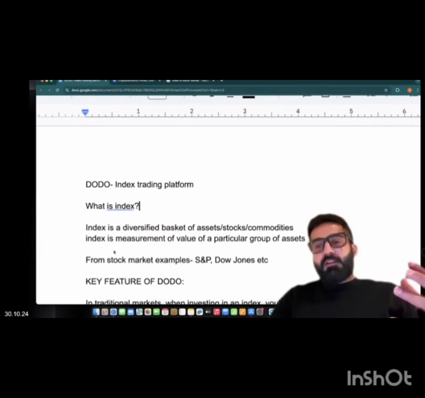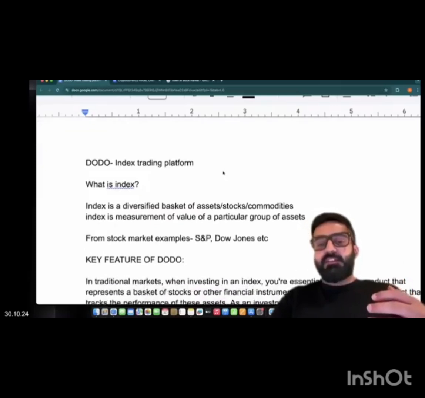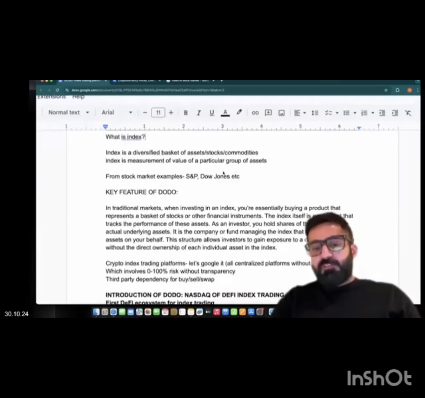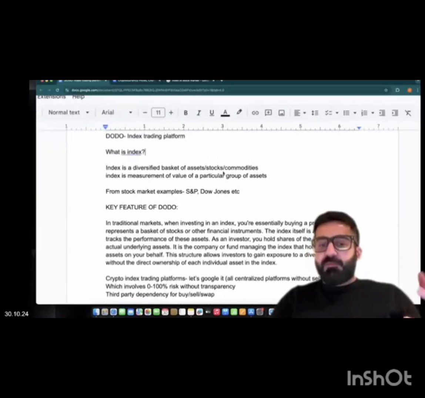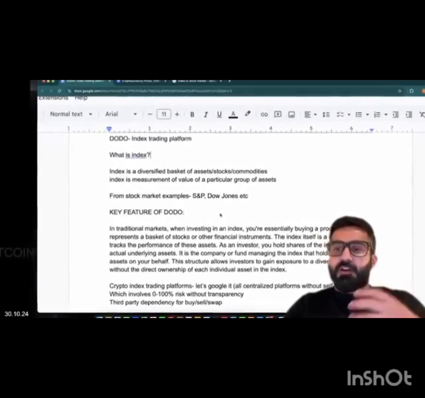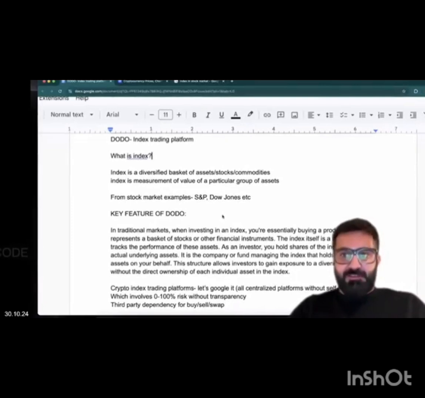Okay, so now that we understand what an index is, let's understand what an index is in crypto. We will talk about Dodo with its features. Today we will learn about the features of Dodo. That is the real essence of the product.